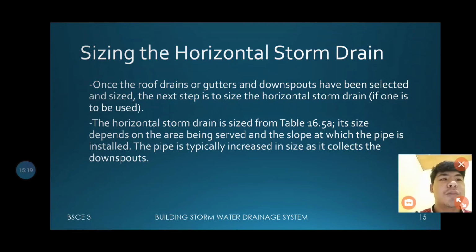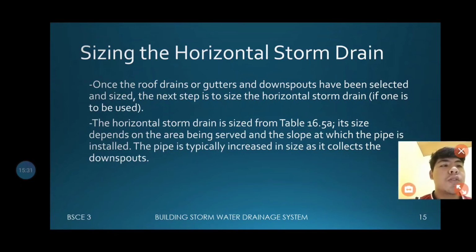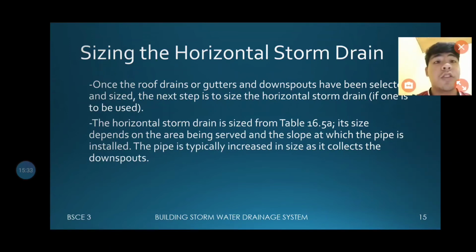Sizing the horizontal storm drain. Once the roof drains or gutters and downspouts have been selected and sized, the next step is to size the horizontal storm drain if one is to be used. So ari siya, maroon na siya ng instructions or procedure. The horizontal storm drain is sized from table 16.5a. Its size depends on the area being served and the slope at which the pipe is installed. The pipe is typically increased in size as it collects the downspouts.